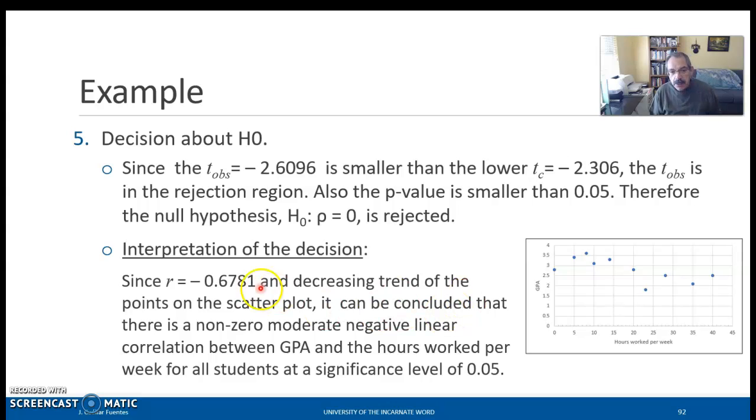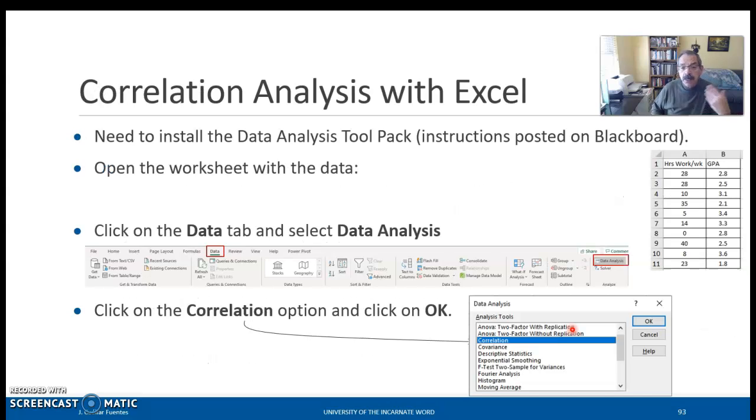So again, please note that we put all three things together. The point estimate of the population correlation coefficient, which is the one we calculated, what we see in the scatter plot, so that we see there is a linear trend and it is decreasing, and that this is a non-zero correlation. All right, so keep this in mind when you interpret the results of the hypothesis test for the population correlation coefficient. All right, so we're done with this example, but what I'd like to show you is how you can get the correlation coefficient in Excel.